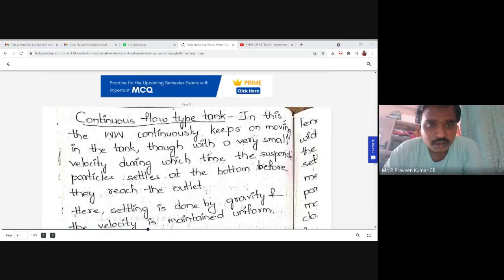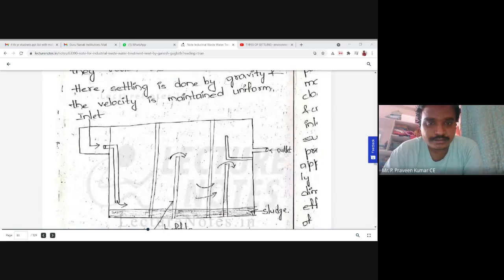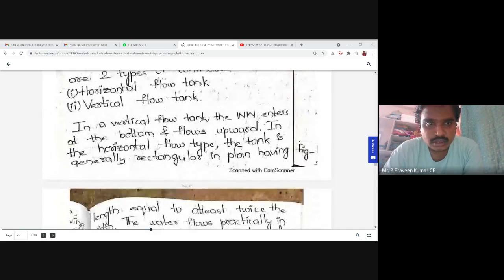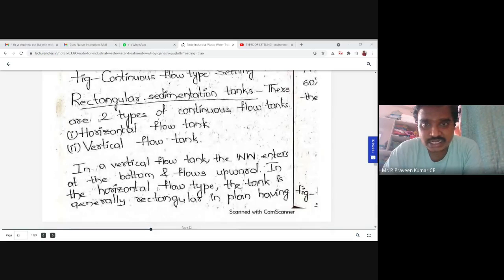This is about the continuous flow type tank. Next one is the rectangular sedimentation tank. That will be studied in the next class in the afternoon. That is the 5th hour we will see, and in the 6th hour we will be having the test.